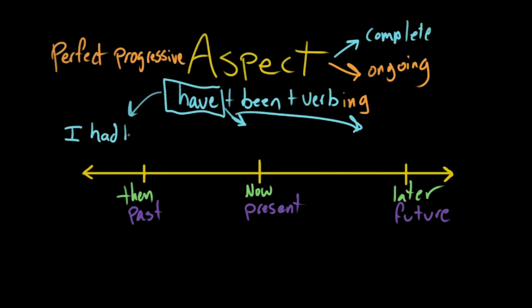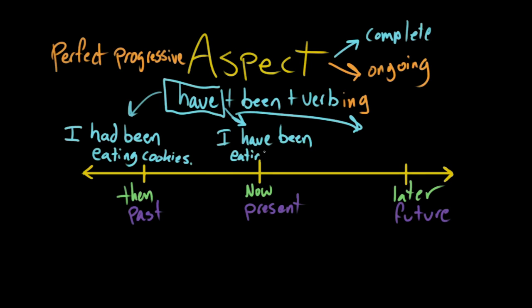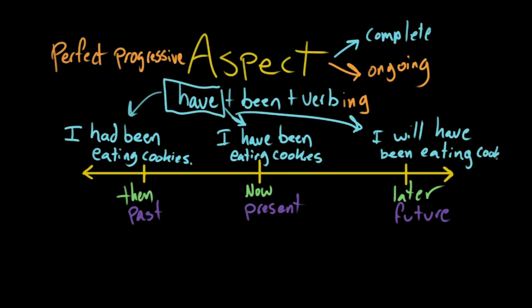So in the past, you would say I had been eating cookies. In the present, you would say I have been eating cookies. And in the future, you can say, I will have been eating cookies. So you can use the perfect progressive aspect in a couple of different ways. You can say that something had been ongoing in the past and is now done. You can say that it's been ongoing in the past and is still happening now. I have been eating cookies all morning and I have no intent to stop.